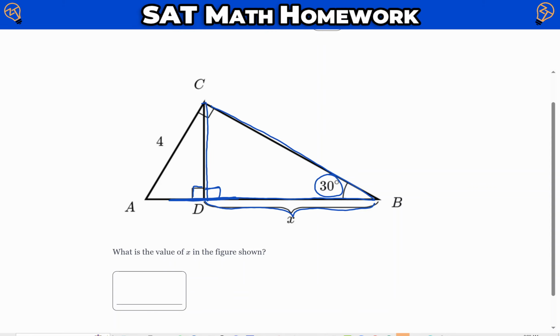So, since this is 90, we know that these two angles are going to be complementary, meaning if you do 90 minus 30, you get this is 60. So great, we have a 30, 60, 90 right triangle. It's a special right triangle.